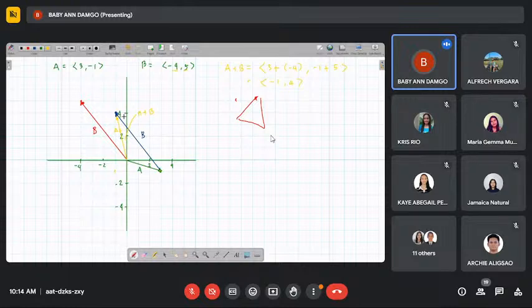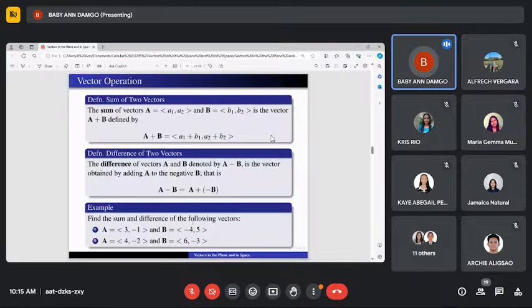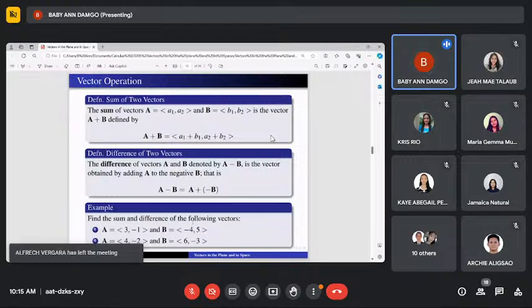Okay, so try number 2. So find the sum of A equals 4, negative 2, and then B is 6, negative 3. So, itry ninyo ha nga dili pa mo mag-compute and then mag-graph sa mudaan. So, kung unsaon ninyo, pag find ways nga ang initial point sa B is naa siya sa terminal point of A. So, if you're done, send it to our group chat.